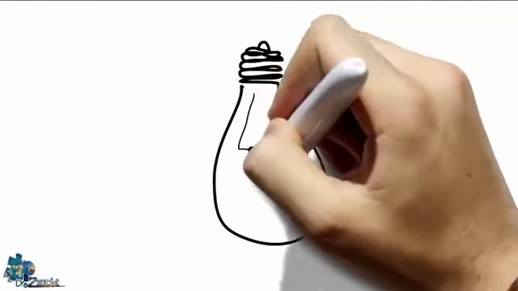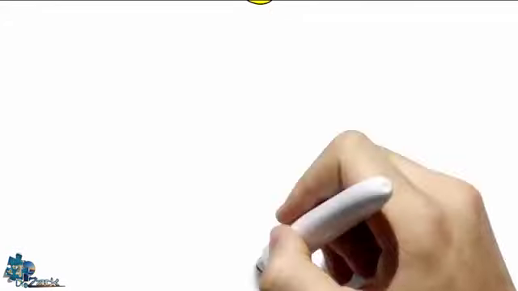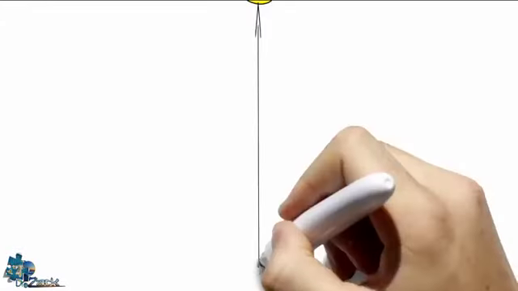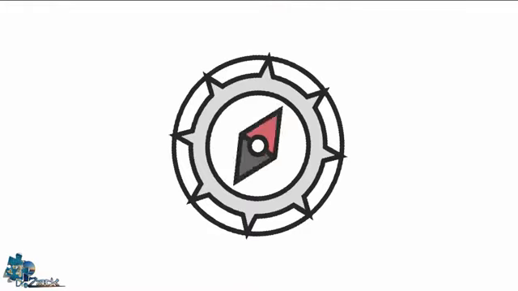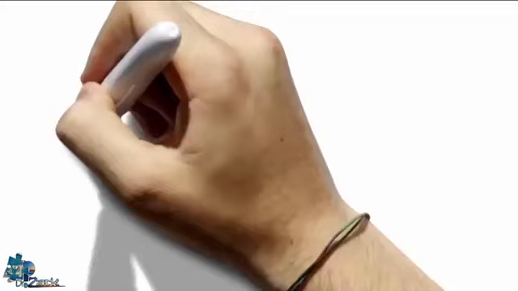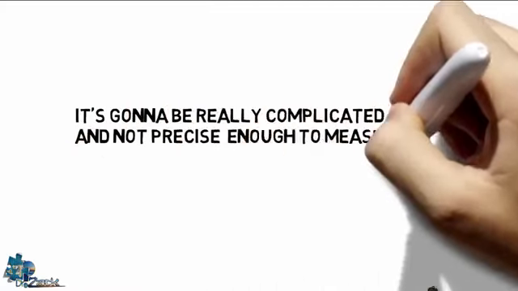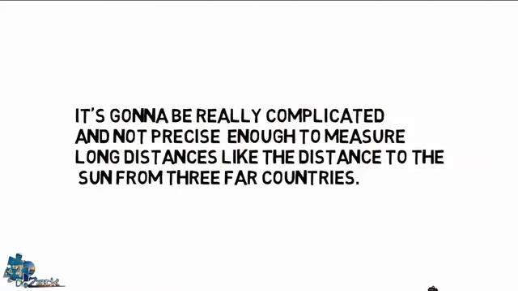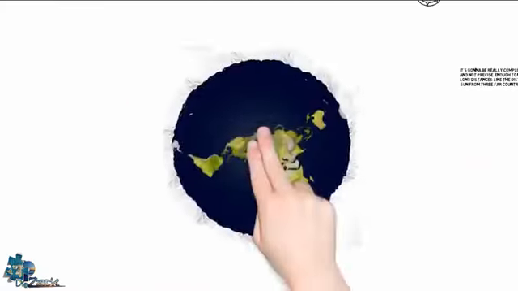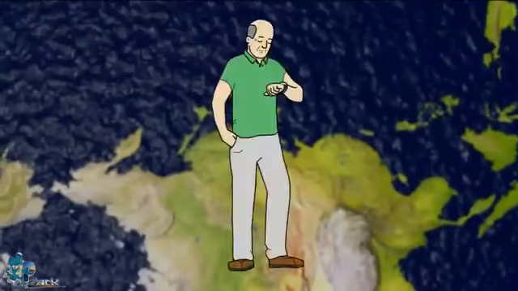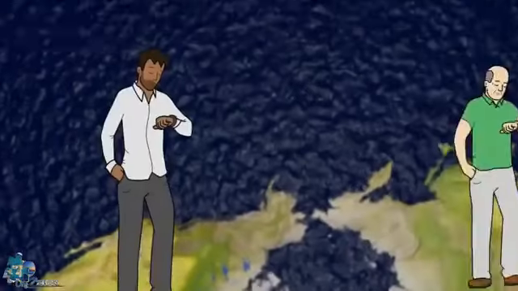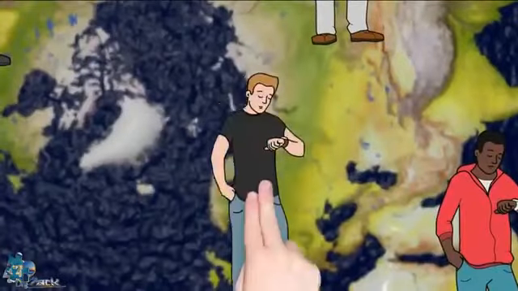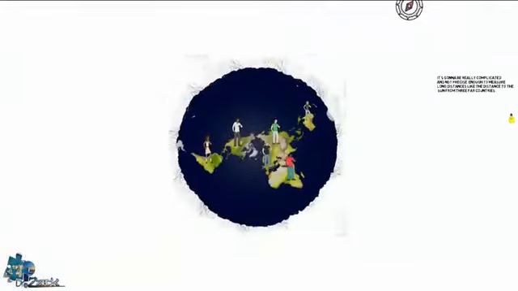So what I did was measure the distance between the lamp and the ground using the elevation angles of 3 points and also the distances between them. I should have used a compass to know the direction of the lamp, but I didn't, because it's going to be really complicated and not precise enough to measure long distances like the distance to the sun from 3 far countries. Yet, we're going to need people with a compass in every place on this earth to draw an accurate flat earth map. And I'm going to talk about this in another video. Now let's go back to the experiment.